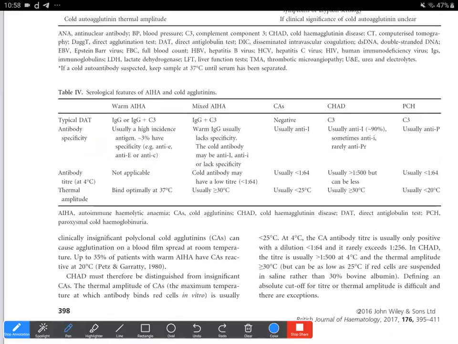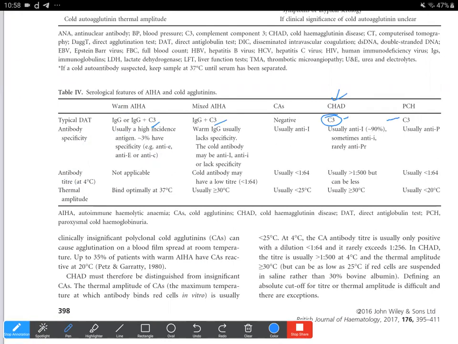These are the primary cold hemagglutinin disease, and this has the C3 complement, but this is not specific for cold agglutinin disease, because this is also present. The DAT is positive in PCH also for C3, and also in mixed type, and since it may be there with the autoimmune hemolytic anemias, C3 alone may also be present.